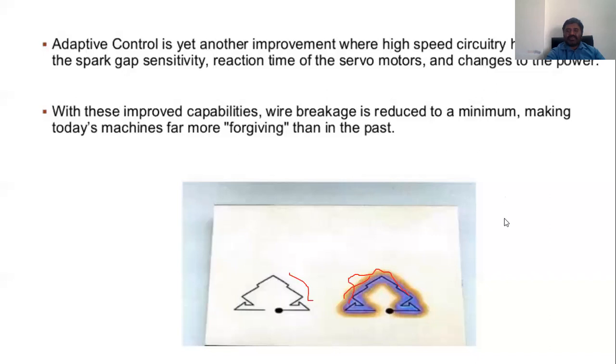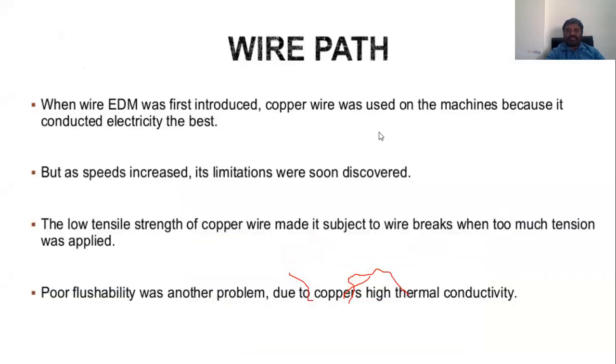Now, if I talk about the wire path here, we know the wire may be a copper wire. We can use brass or tungsten because it is conductive. A very important point is that thermal conductivity should be there. It depends on the electrothermal effect, the spark and the heat that we use for the machining operation here. And the limitations were soon discovered.